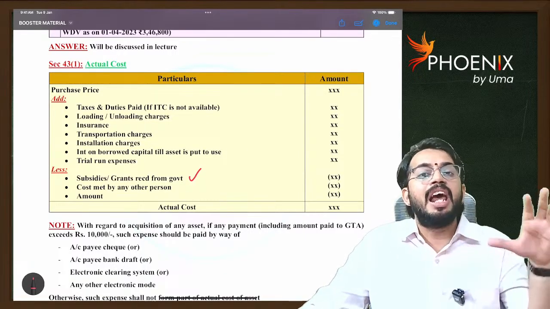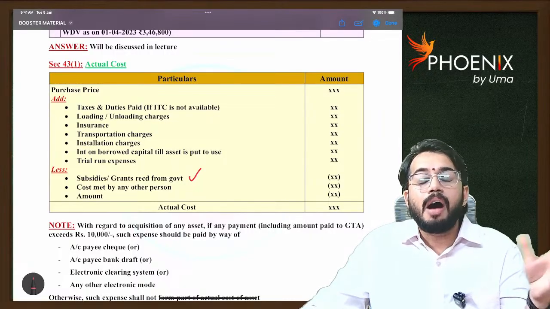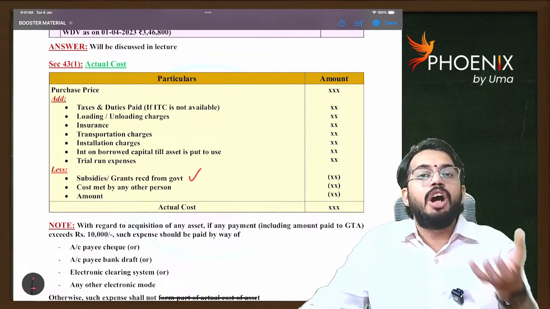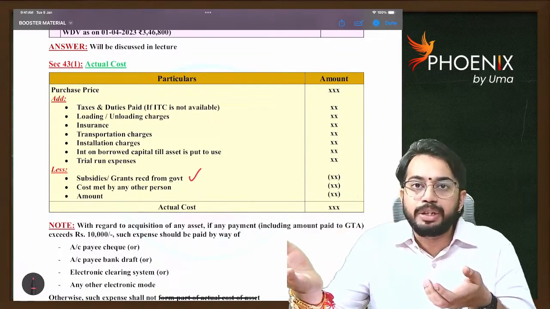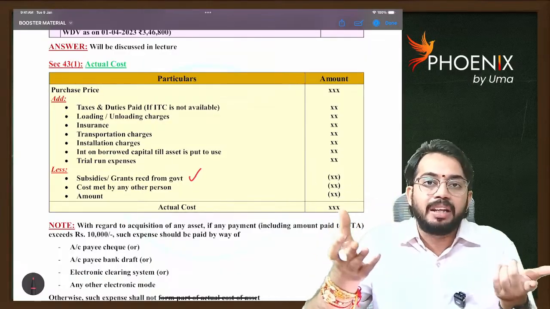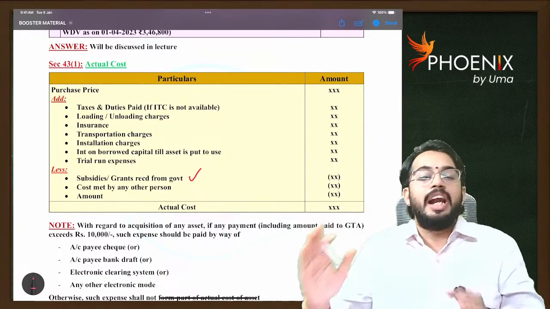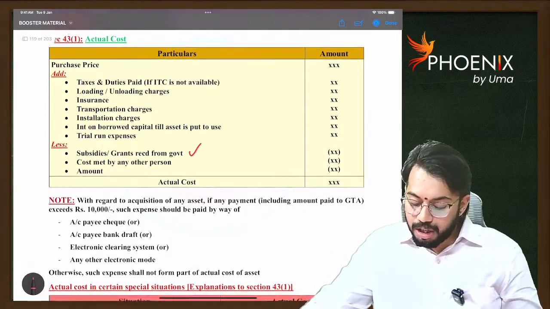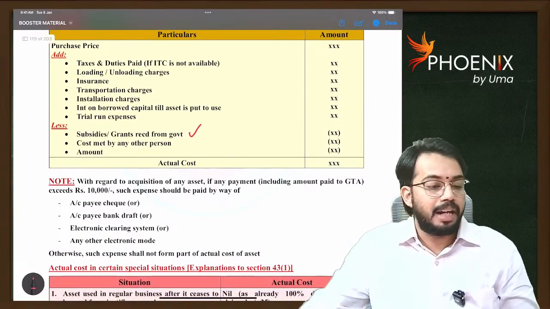Similarly, a trial run was done. After doing the trial run, I got finished goods, and I sold those finished goods. Whatever income was received from the sale of trial run products, that income is also to be reduced while calculating the cost of the asset. Are you able to understand?